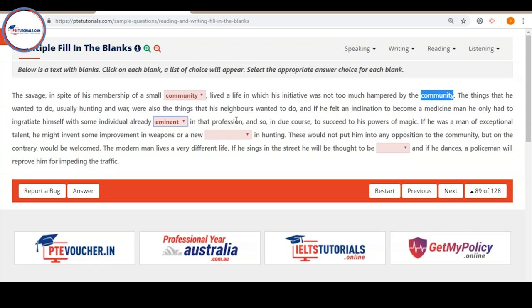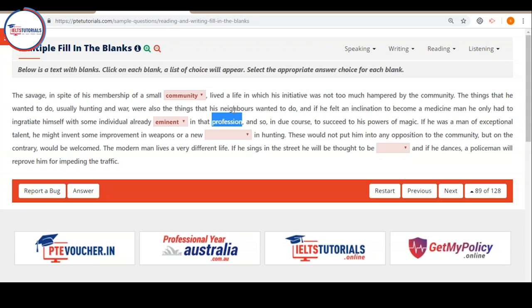Then next blank. He might invent some improvement in weapons or a new dash in hunting. Now see, with hunting, which word you need? Technology? No. What the hell technology is to do with here? Management? No. Hunting is not a device. The word which I will choose here, that is skill.